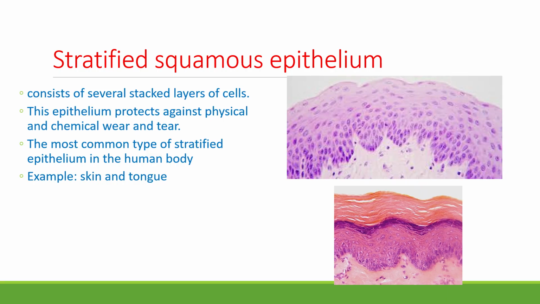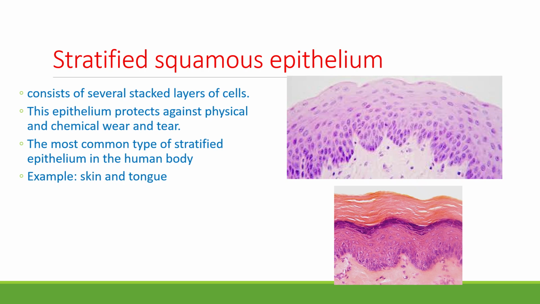So let's move to the stratified tissues now. Stratified squamous epithelium consists of several layers of cells stacked on top of one another. The epithelium protects against physical and chemical wear and tear, which is what I was talking about with the Captain Crunch. The most common type of stratified epithelium in the human body is squamous. Your skin, your tongue, the lining of your mouth, all kinds of places where you would have a lot of abrasion happening. Stratified squamous comes in two versions.